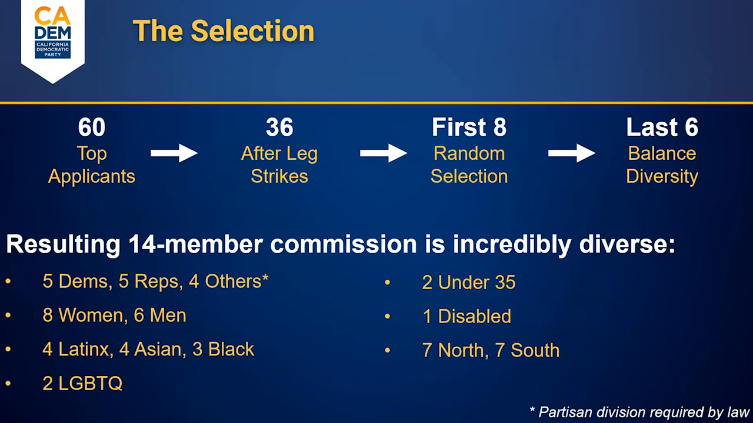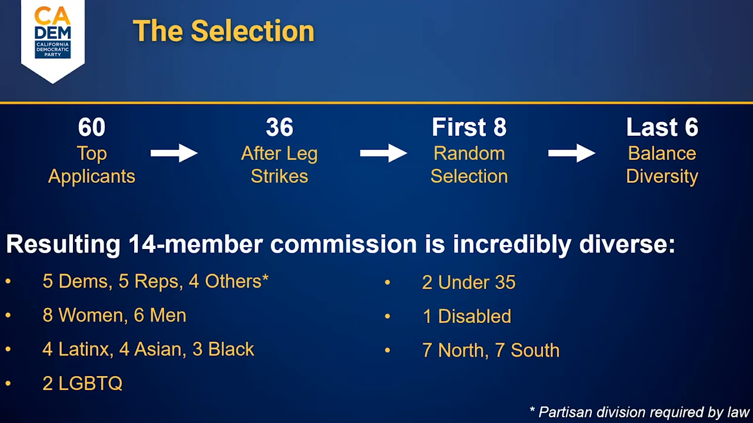And then those 8 commissioners were charged with picking 6 additional commissioners from that remaining pool, with a specific charge that they look at diversity as one of the criteria in picking those additional commissioners. That process was a little messy this time, but the result at the end of the day was a commission that is incredibly diverse, particularly when you consider that by law, it has to have 5 Democrats, 5 Republicans, and 4 people not registered with one of the 2 major parties.